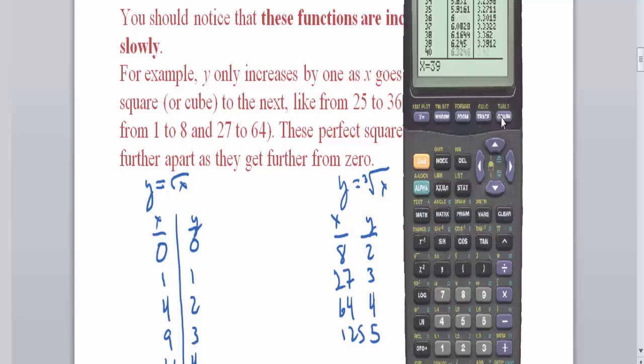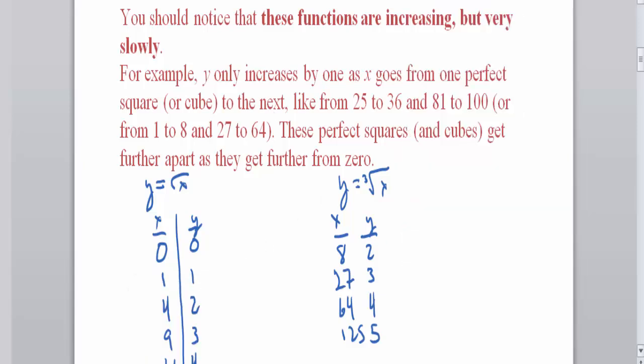So they're going to keep going up and up and up, but very, very slowly. So that's the idea of looking at it from a table standpoint.